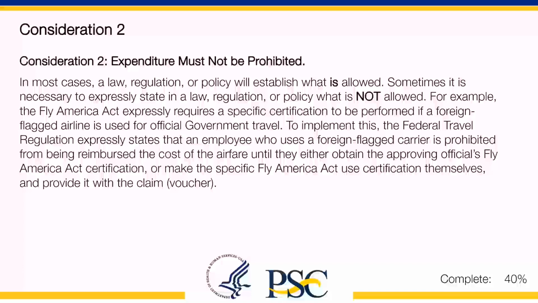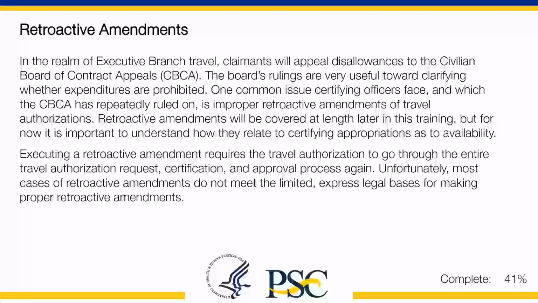In most cases, a law, regulation, or policy will establish what is allowed. Sometimes, it is necessary to expressly state in a law, regulation, or policy what is not allowed. For example, the Fly America Act expressly requires a specific certification to be performed if a foreign-flagged airline is used for official government travel. To implement this, the Federal Travel Regulation expressly states that an employee who uses a foreign flag carrier is prohibited from being reimbursed the cost of the airfare, until they either obtain the approving official's Fly America Act certification, or make the specific Fly America Act use certification themselves, and provide it with the claim, voucher. In the realm of executive branch travel, claimants will appeal disallowances to the Civilian Board of Contract Appeals, CBCA.